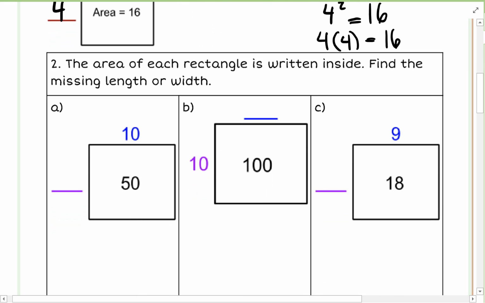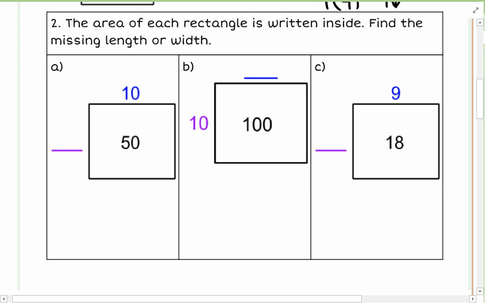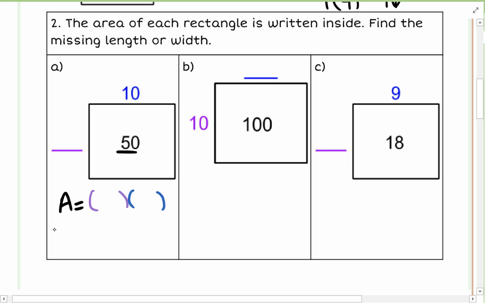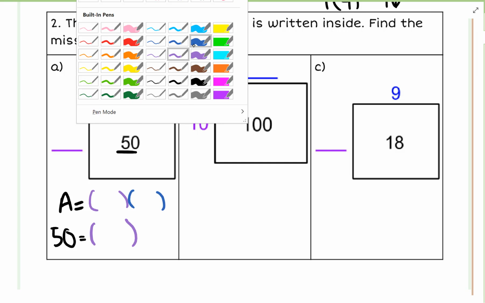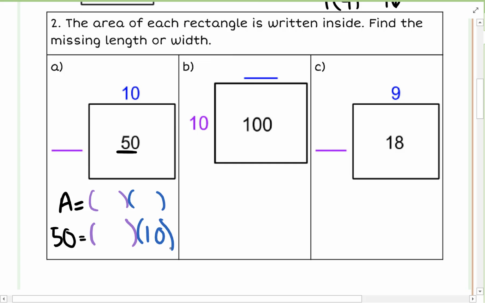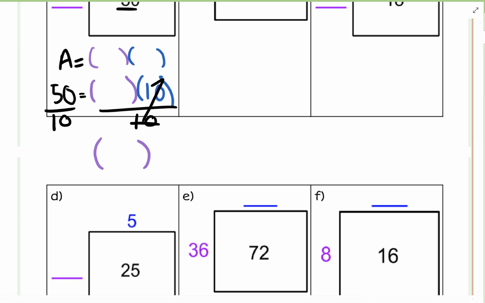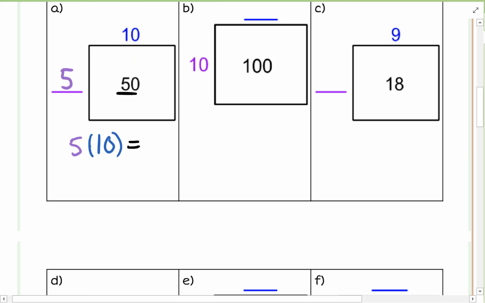The area of each rectangle is written inside. Find the missing length or width. Area is equal to length times width. In this case, 50 is our area. I do not know what our width is, but I do know our length is 10. So 10 times something should get me 50. I could also treat this like an equation. Divided by 10, divided by 10. So my width is going to be equal to 50 divided by 10. That is 5. Let's check.